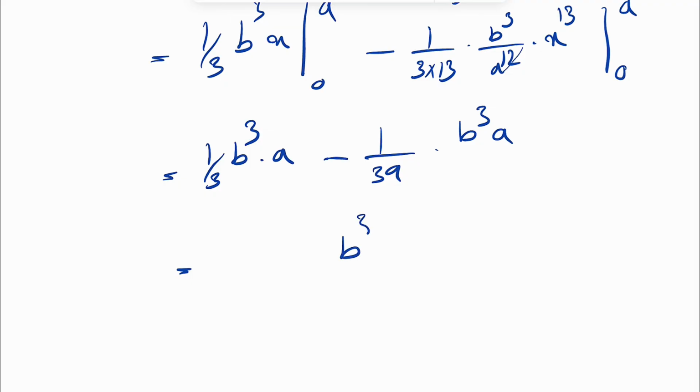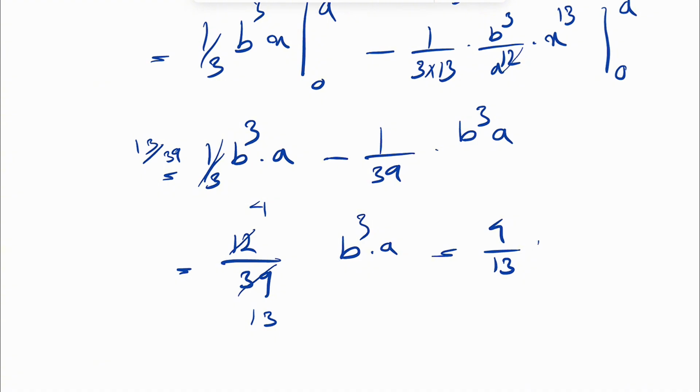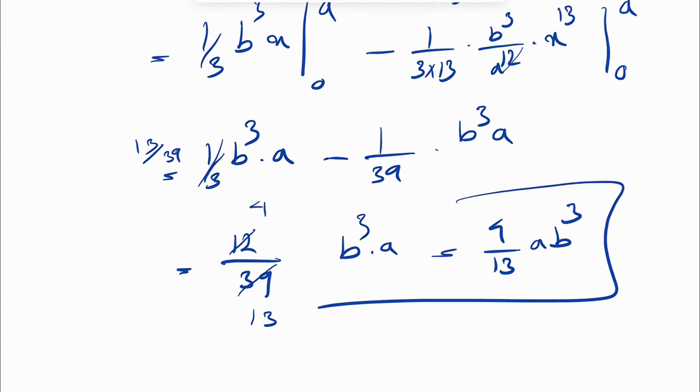We can factor b cubed a, and we have 1/3, which is 13 over 39, minus 1 over 39. So 13 minus 1 will be 12 over 39. We can further simplify this by dividing by 3: 4 over 13. So 4/13 a b cubed is going to be the final answer for this question.